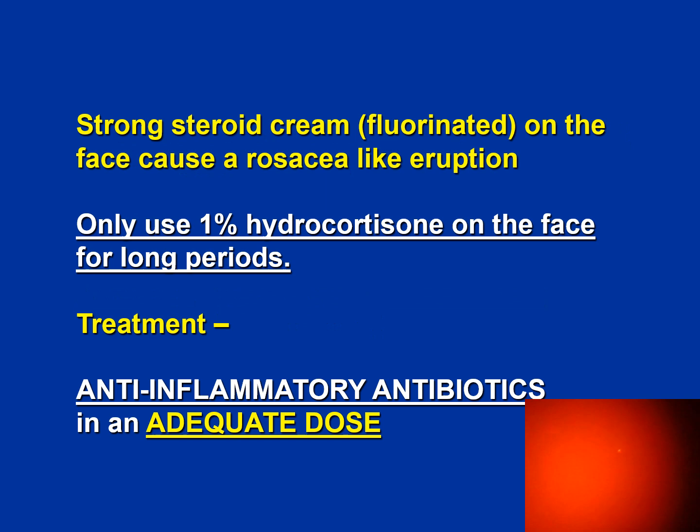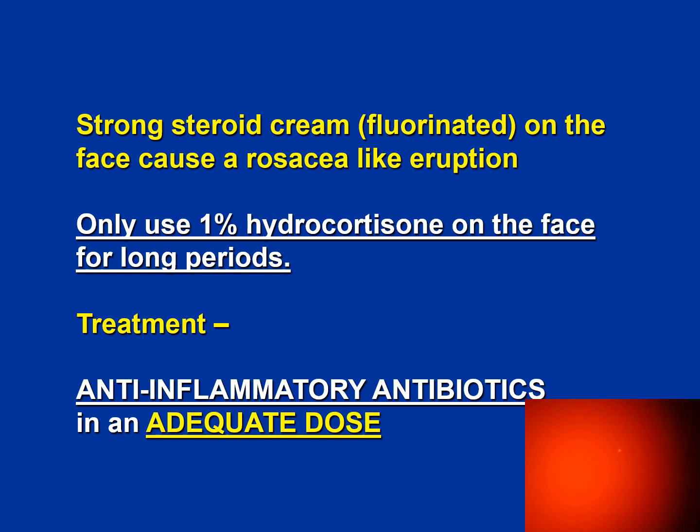A rosacea-like eruption on the face can be caused by using strong cortisone creams on the face. The strong creams are fluorinated or chlorinated glucocorticosteroid creams. If they are applied for too long, they thin the skin. The thin skin means the blood vessels open up, the blood vessels leak fluid, and a rosacea-like eruption develops. The treatment is an anti-inflammatory antibiotic in an adequate dose.